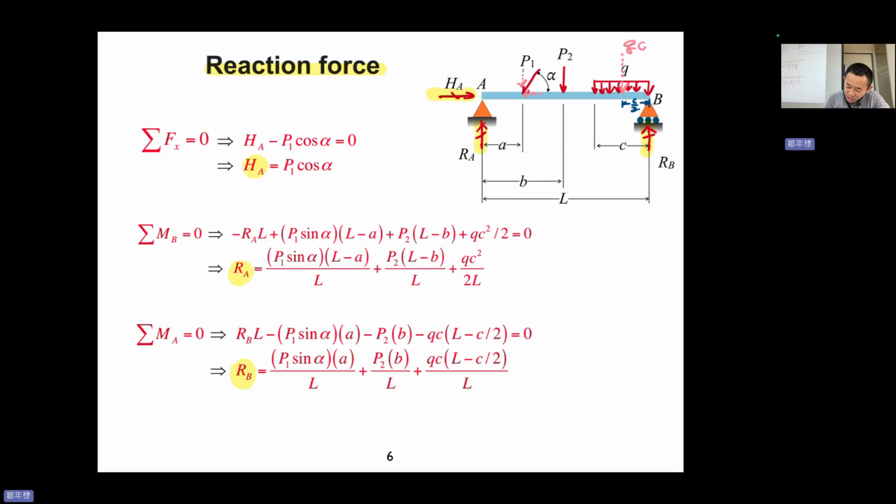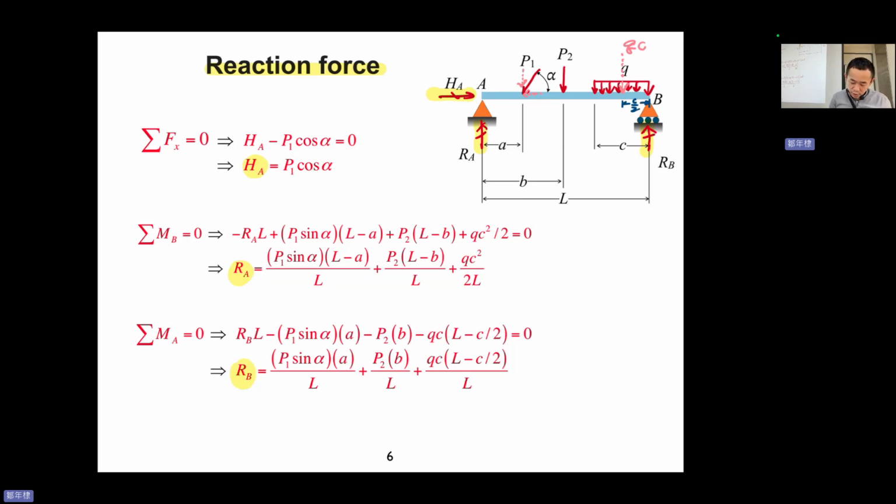These three are all clockwise, so they are minus. Then RB is counterclockwise, so it's plus, a plus RBL. So you can obtain this RB from this moment balance, or you can do sigma Fy equal to 0. Then you can use your RA and P1, P2, QC to solve RB. Both of them are okay.